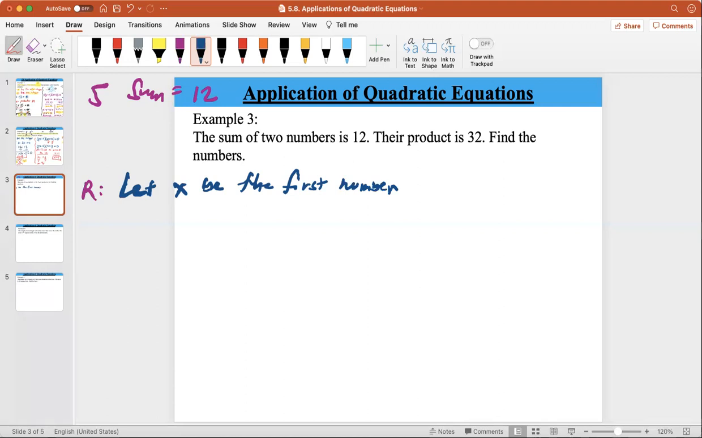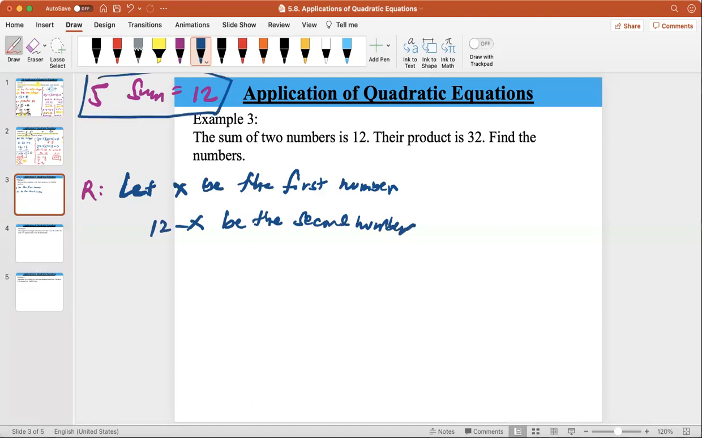How about the second number? How do you represent that? If you know that the first number is x, then the other number will be 12 minus x. So that would be your second number. So let 12 minus x be the second number. Just like the idea that we used a while ago: 12 minus 5, so we have 7.